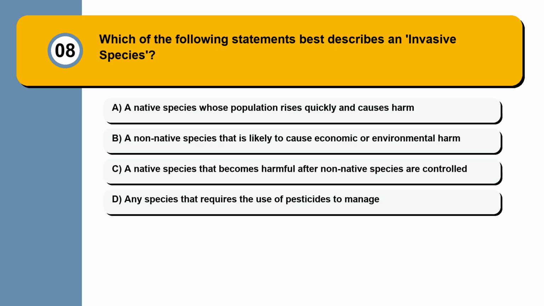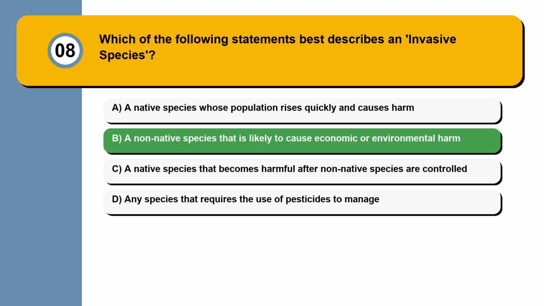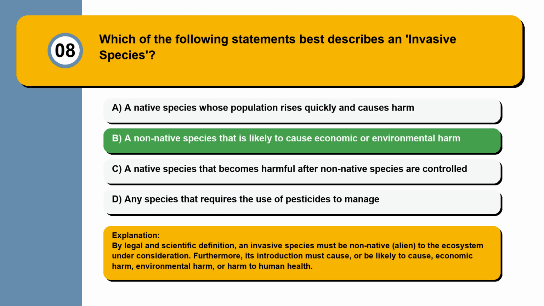Question 8. Which of the following statements best describes an invasive species? A native species whose population rises quickly and causes harm. A non-native species that is likely to cause economic or environmental harm. A native species that becomes harmful after non-native species are controlled. Any species that requires the use of pesticides to manage. By legal and scientific definition, an invasive species must be non-native, alien, to the ecosystem under consideration. Furthermore, its introduction must cause, or be likely to cause, economic harm, environmental harm, or harm to human health.